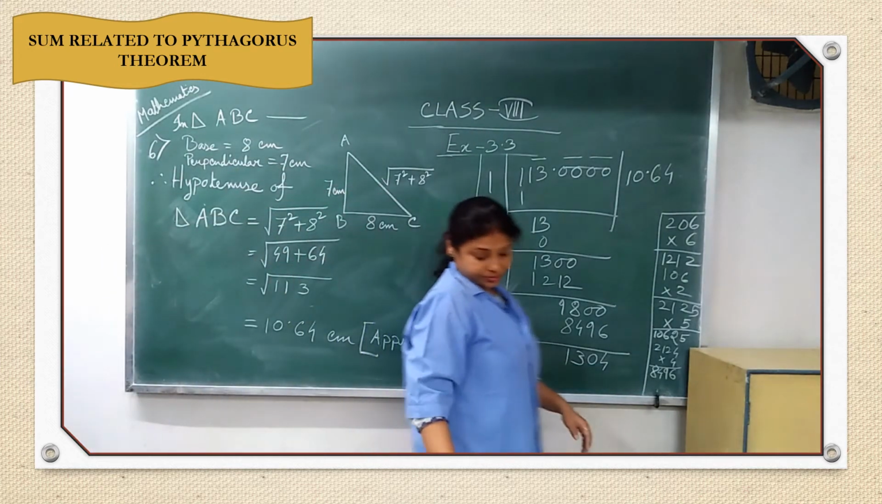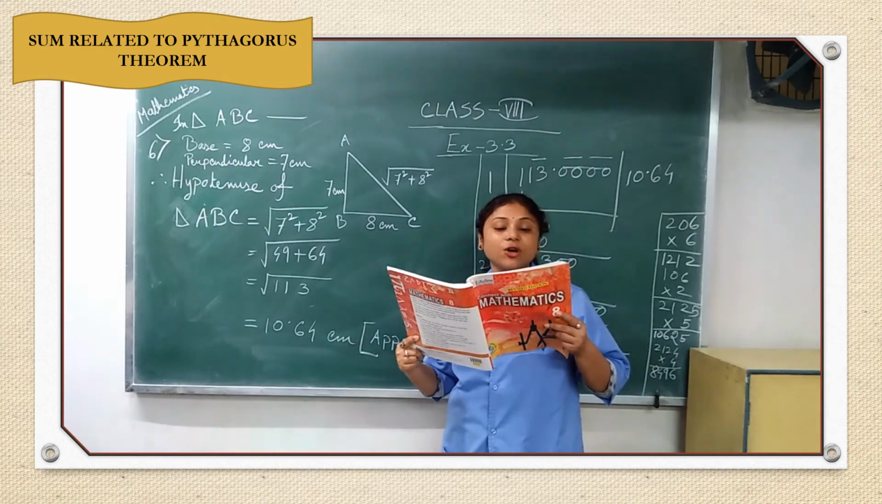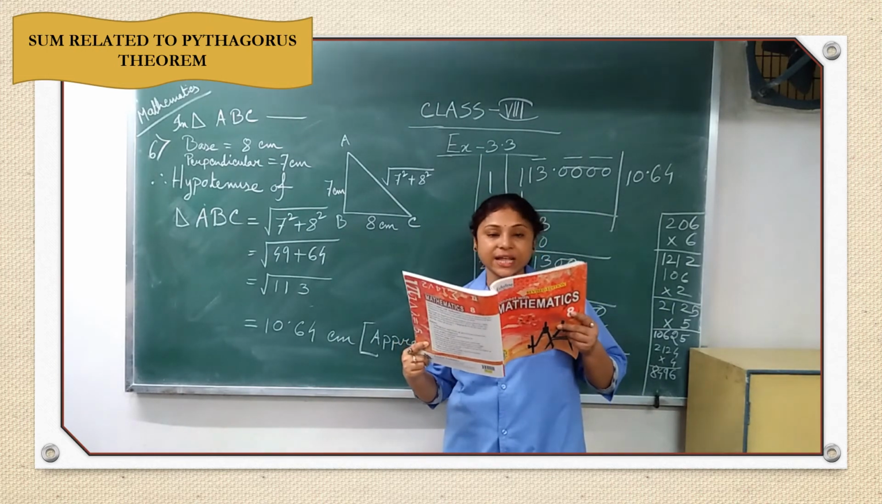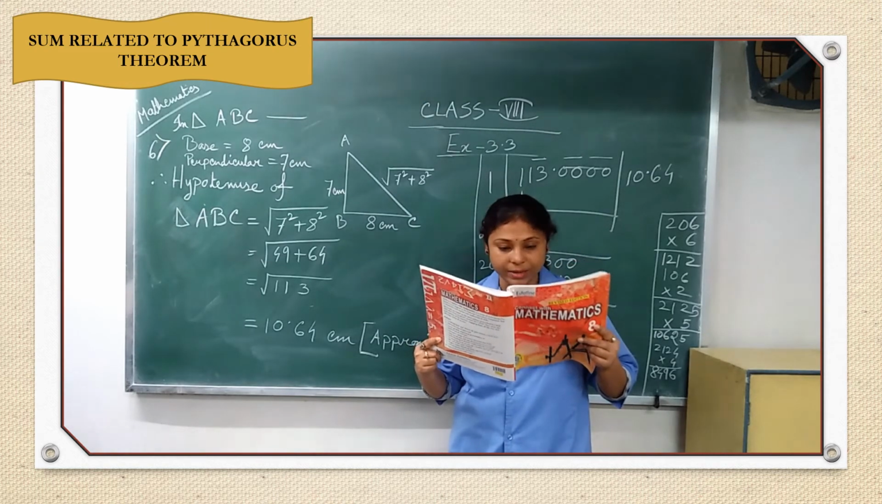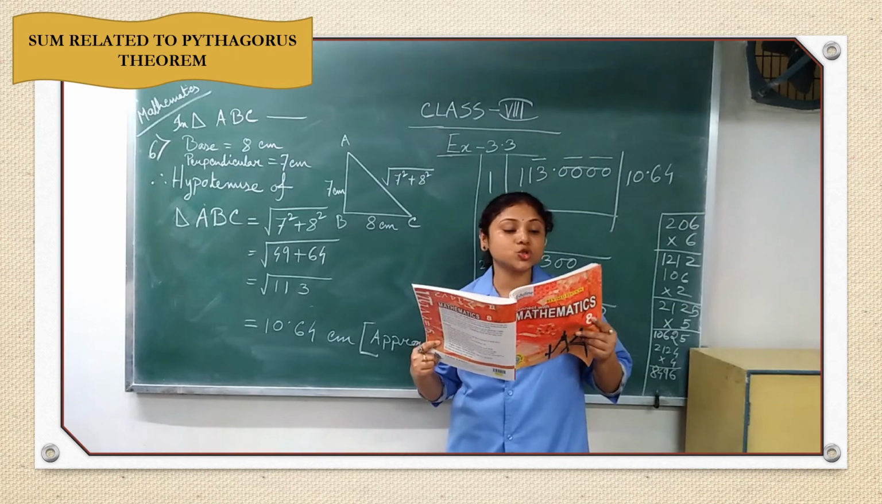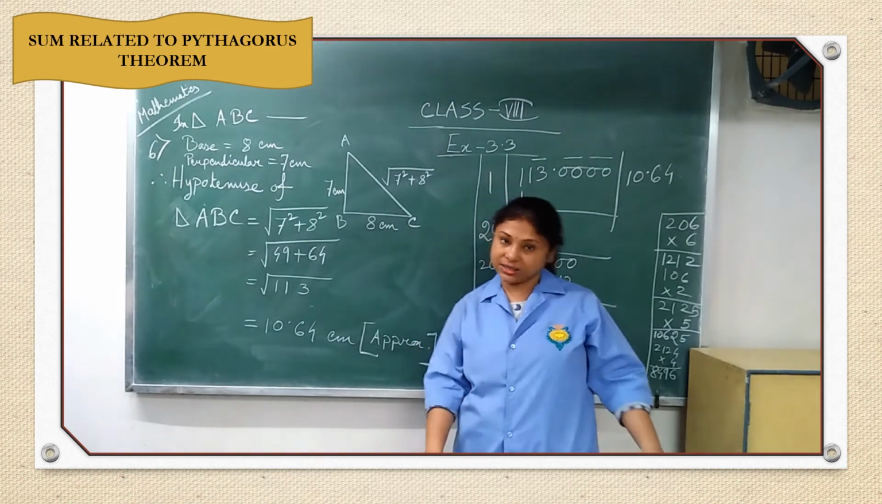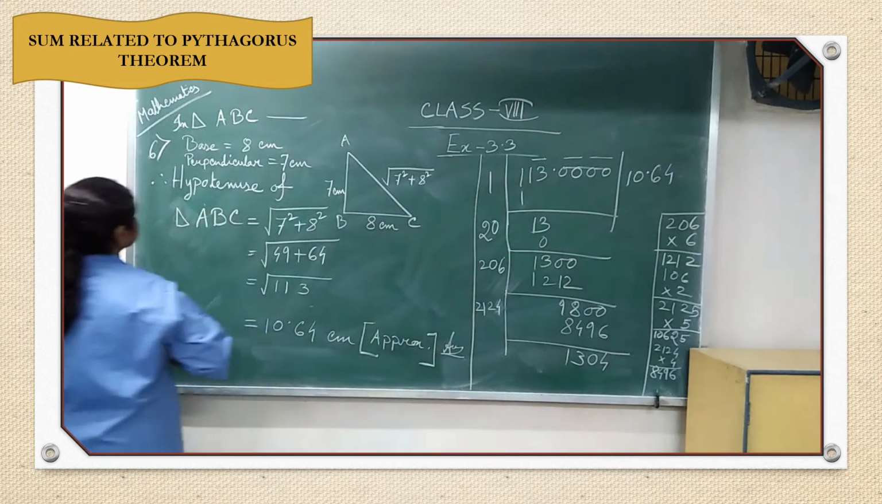The next sum. Now the next sum, that is number 6. The length of base of a right angle triangle is 8 cm and altitude is 7 cm. Find the length of hypotenuse corrected up to 2 decimal places. Okay, let's start the sum. First one.